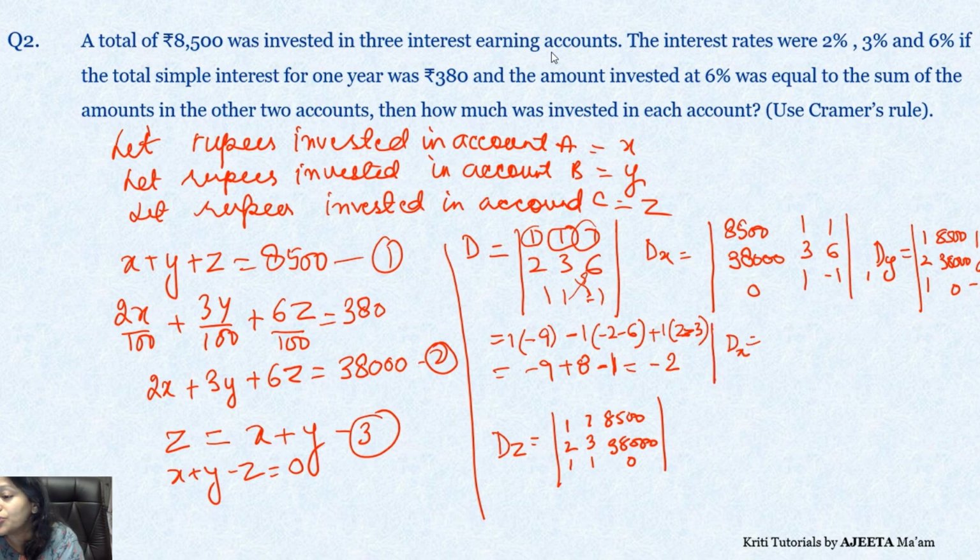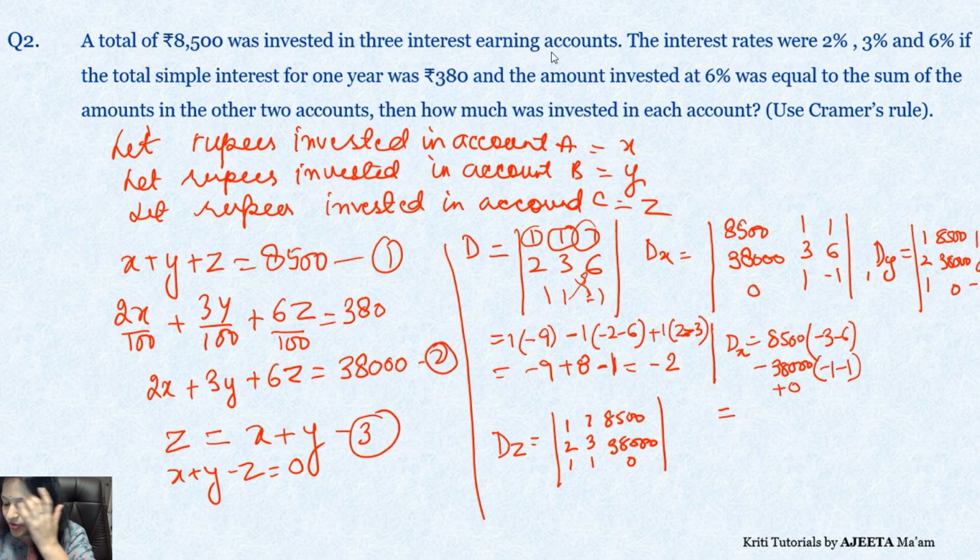Now we can again choose the first column because there is a 1 0 over there, so it makes our calculations easier. Now let's make it 8,500, then minus 3, minus 6, and then we have minus 38,000. Leave the row and column in which 38,000 is there. So minus 1, minus 1. Now let's make the calculation.